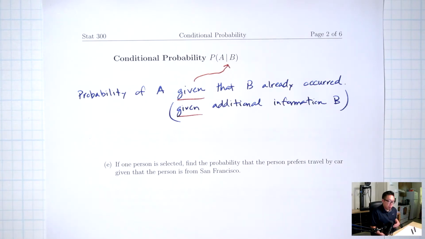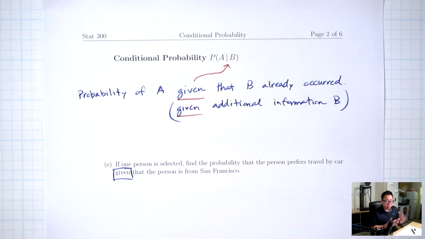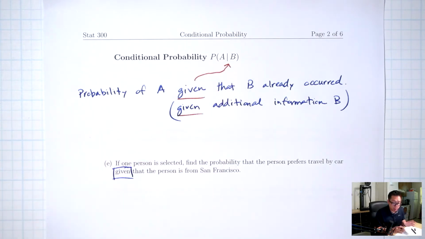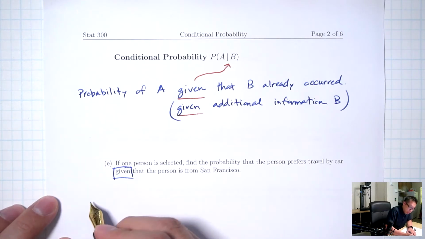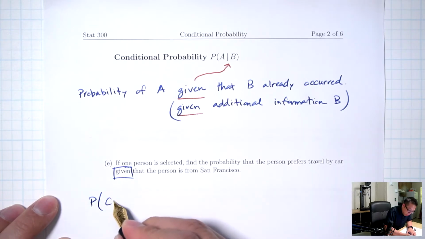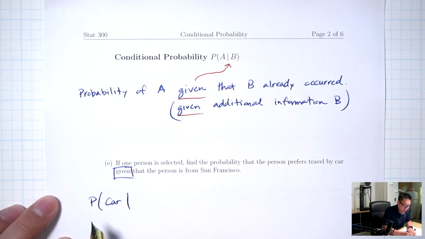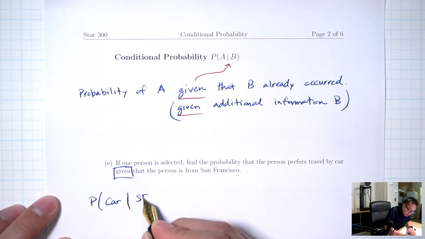All right, so let's see how we compute conditional probability with an example. Part E. If one person is selected, find a probability that the person prefers travel by car, given that the person is from San Francisco. Keyword I see here is the word given. And that indicates that this is going to be a conditional probability. For conditional probability questions, I do recommend using the symbol or the correct notation. So what we're looking for here is probability that the person prefers travel by car. So probability of car given, which is the vertical line, that the person is from San Francisco. So car given San Francisco.